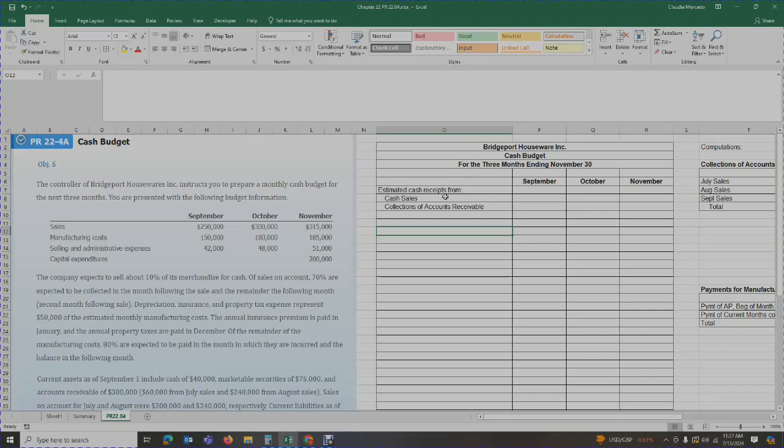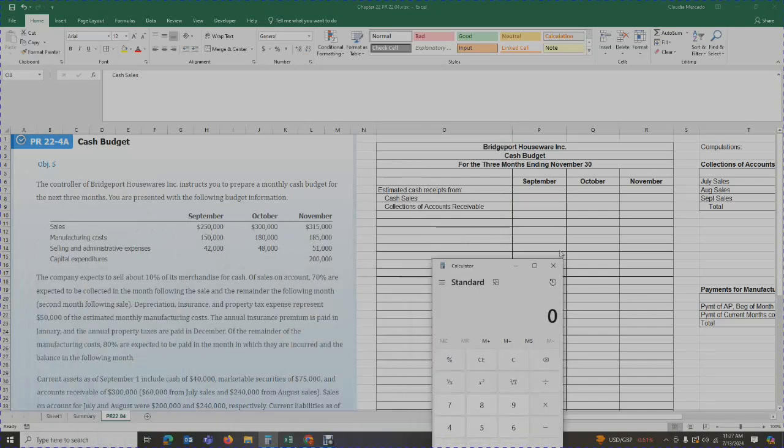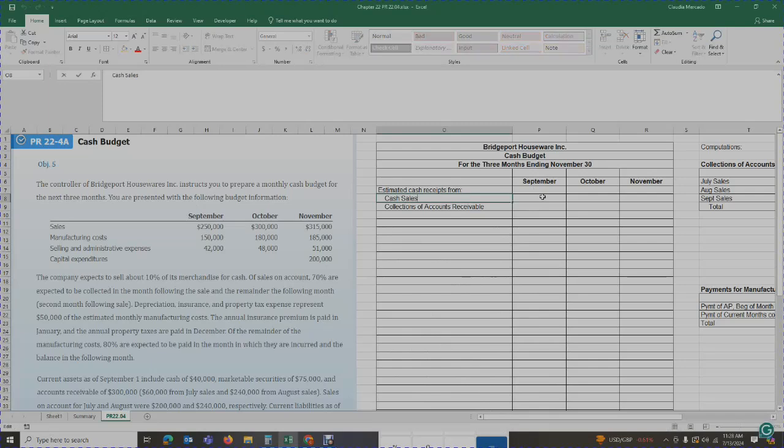So let's tackle the cash sales first. That is fairly straightforward. It says the company expects to sell about 10% of its merchandise for cash. So what are we going to do? We're going to look at our sales for each of the months. Let me pull it over. Okay, so let's look at September. In September, we have sales of $250,000, and 10% of those sales are going to be in the form of cash. So we are going to receive $25,000 for September in cash sales.